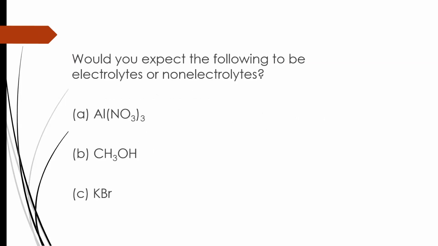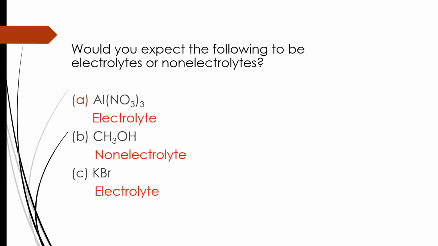So which of these do you expect to be electrolytes and which ones do you expect to be non-electrolytes? Take a moment, pause, and figure that out. Now, the top one is definitely an electrolyte. We have aluminum with a polyatomic ion, so that is definitely an ionic compound. We have a metal and a polyatomic ion.